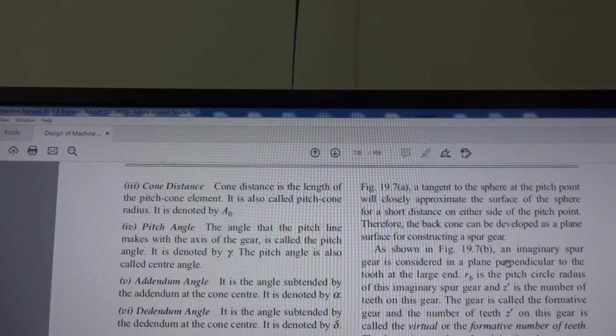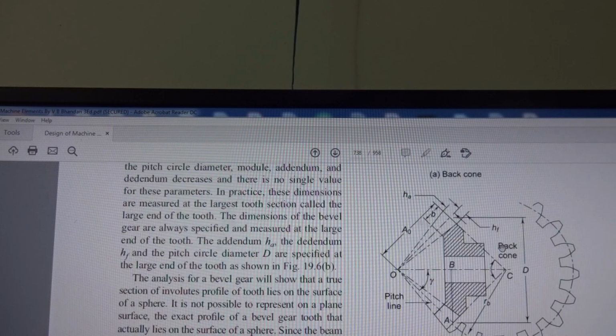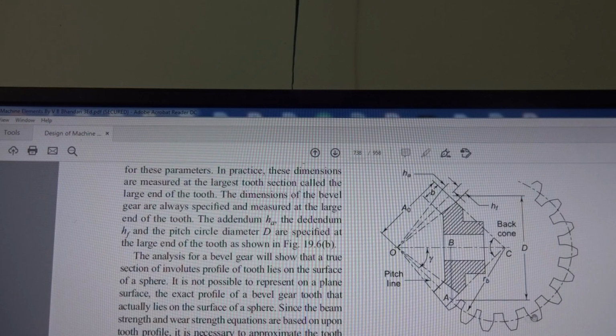Now, in this figure it is defined. Draw a line, as RB is the back radius, this is the back radius, and draw a circle. And this one is where we draw the teeth. This is the virtual spur gear corresponding to this bevel gear. This one is the pitch angle gamma. So it is analyzed as a spur gear with the virtual number of teeth. This is the virtual number of teeth.